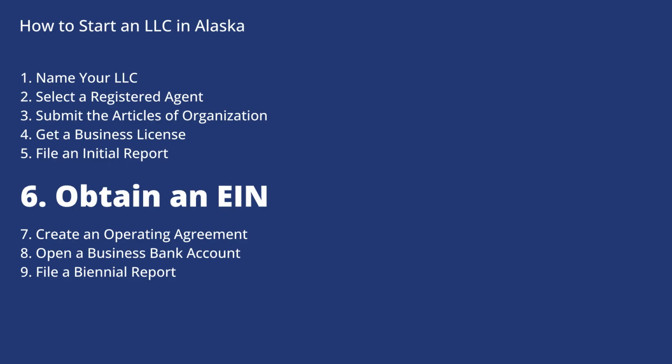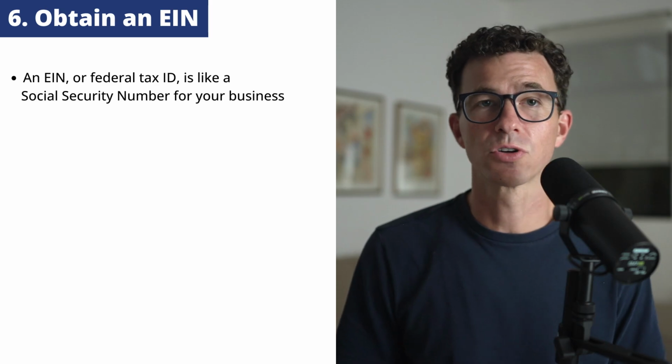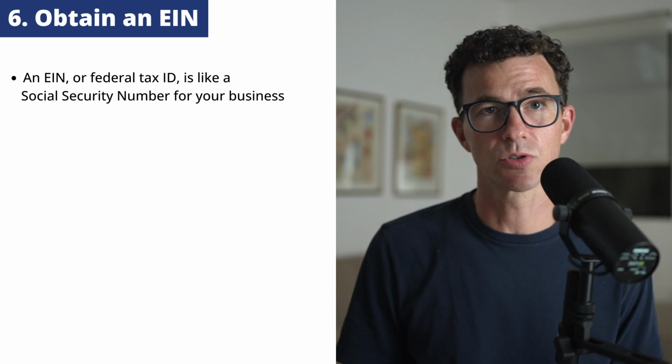Step 6, obtain an employer identification number, EIN. This may also be referred to as a federal tax ID. You can think of it as a social security number for your business.